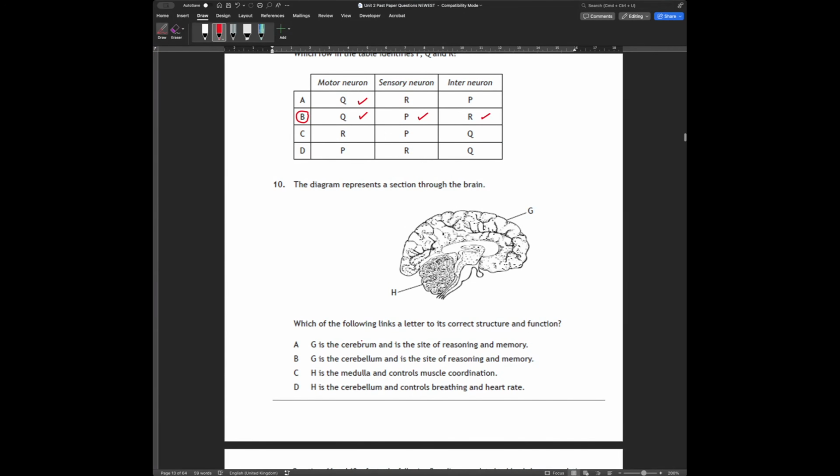So let's have a look and see what the question asks us. Which of the following links a letter to its correct structure and function? So G is the cerebrum. Okay, I'm happy with that. That seems right. And is the site of reasoning and memory. Again, that seems right to me. I'm going to give that a tick for now. We'll just check the other ones are not right though before we circle that one. So G is the cerebellum. Nope, that's wrong. Okay. H is the medulla. That's wrong. And then H is the cerebellum. That's right. And it controls breathing and heart rate. That's wrong because it's our medulla that controls the breathing and heart rate. So the only one that's completely right is answer A there.